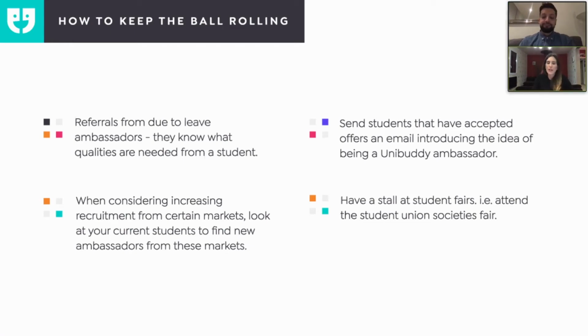And also, once a student has accepted an offer, maybe send them an email introducing the idea of being a Unibuddy ambassador. It doesn't have to be from their first year. If you're running a graduate program, that might be one of the solutions you're still considering. There are always ways to keep recruiting students. And as we said earlier, having a stall at the student fair, most of the time at the student union society, is always something great.